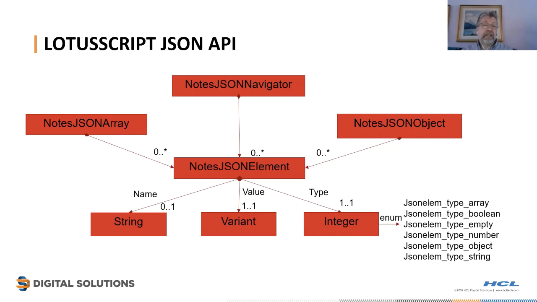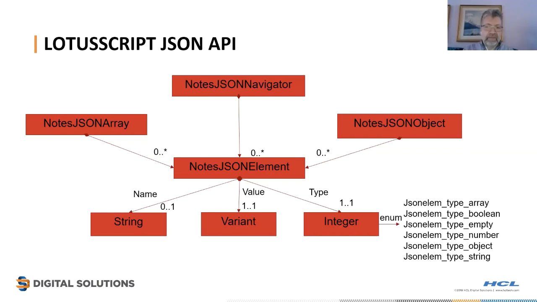And then finally, the name attribute is optional, because in certain cases, for instance, when you're using Notes JSON arrays, the name element has no meaning, right? Because Notes JSON arrays basically are a collection of values that have no name, whereas Notes JSON objects are a collection of elements that have a name and a value.